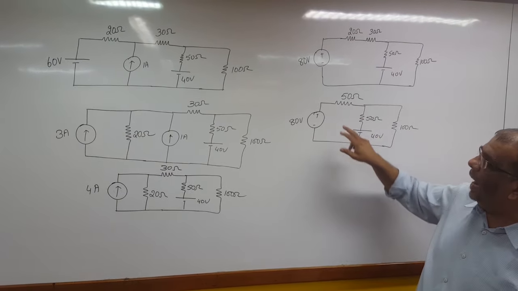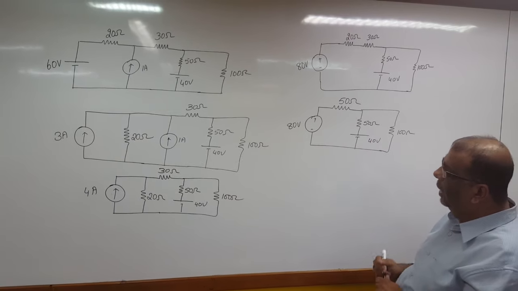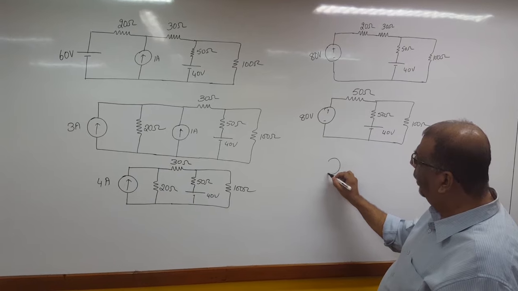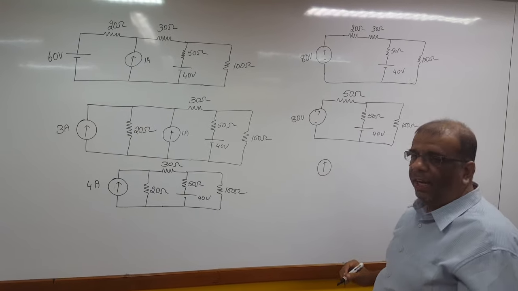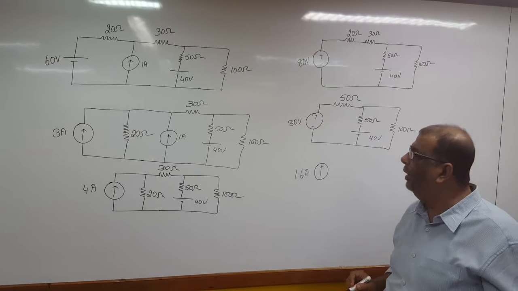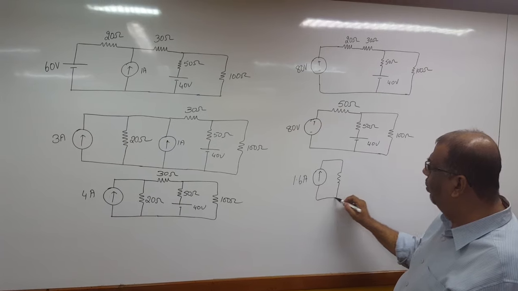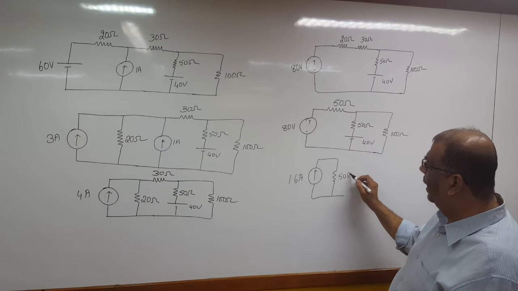Yes, we can. I can convert this 80 and 50 to a current source. This will give me a current source of 80 by 50, that is approximately 1.6 amperes, with a 50 ohm resistance connected in parallel.